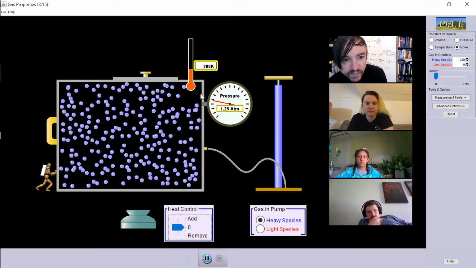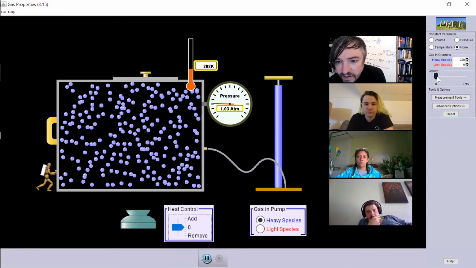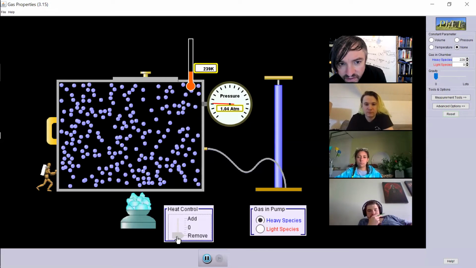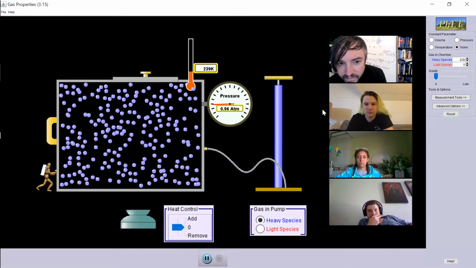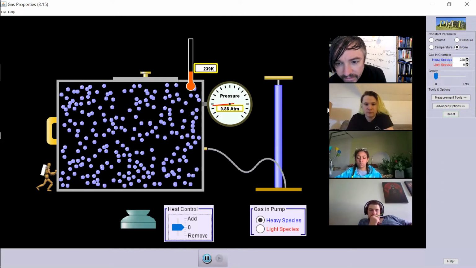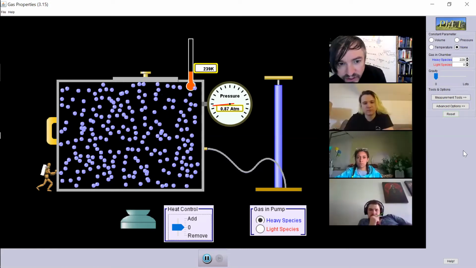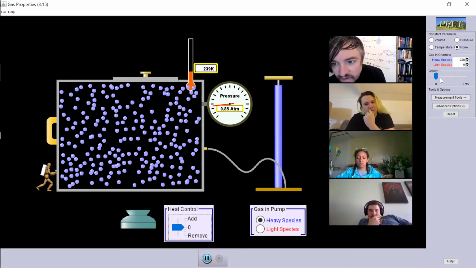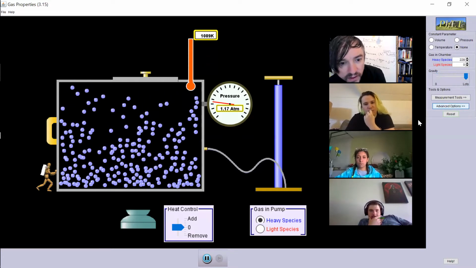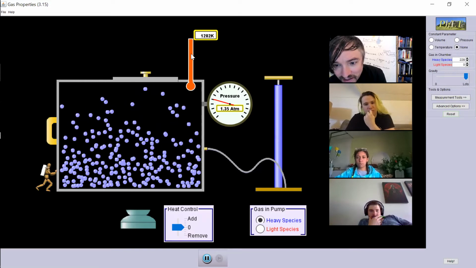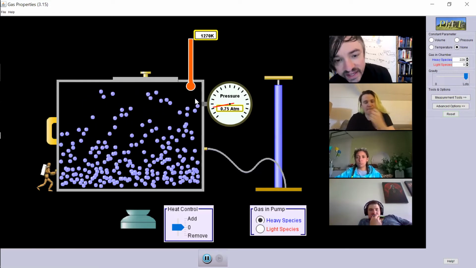Over here on the right, and I want you to pay attention to this, there's a button for gravity. What do you think will happen to the gas when I add gravity? Let's find out. I want you to watch the temperature, watch the pressure. Wa-boom. What did you see? The temperature went crazy, right? Gravity is like squeezing gas particles.